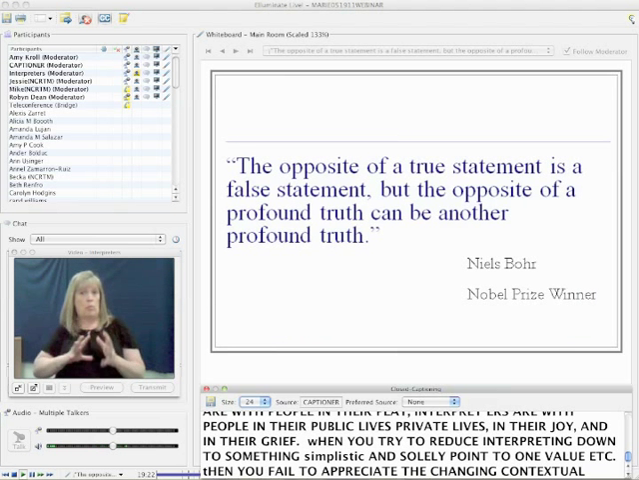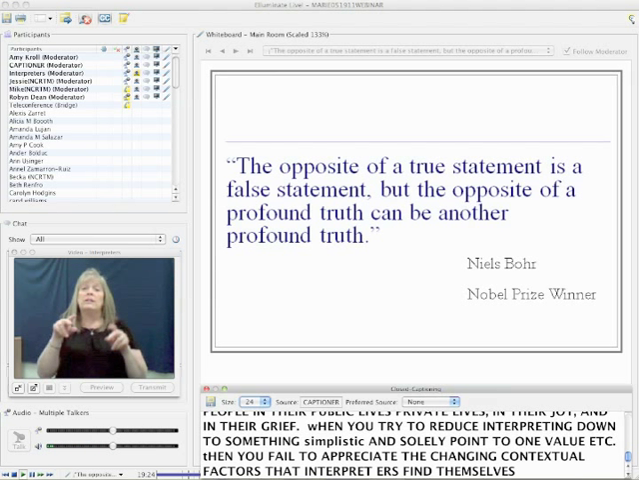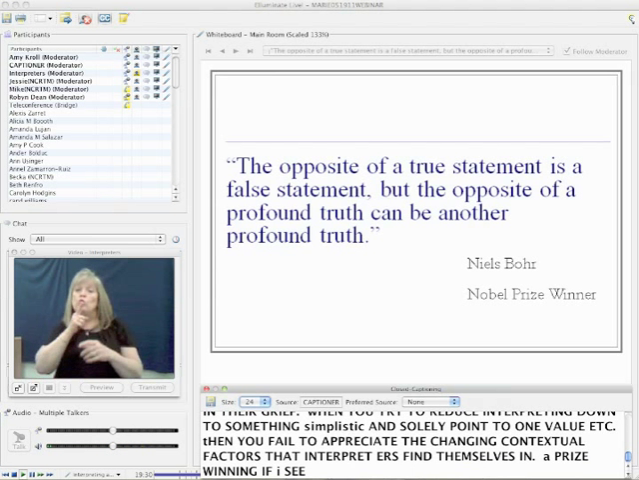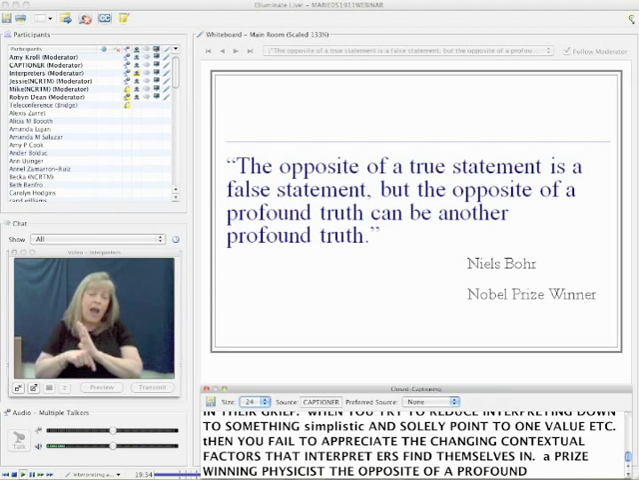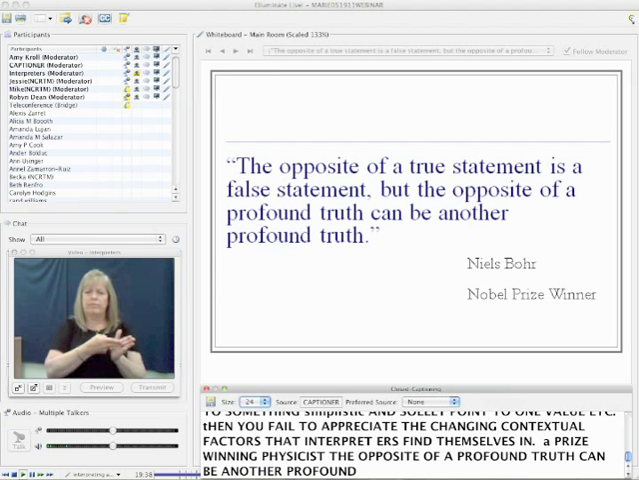Niels Bohr, a prize-winning physicist, says that the opposite of a true statement is a false statement, but the opposite of a profound truth can be another profound truth. Why do I bring this up now?